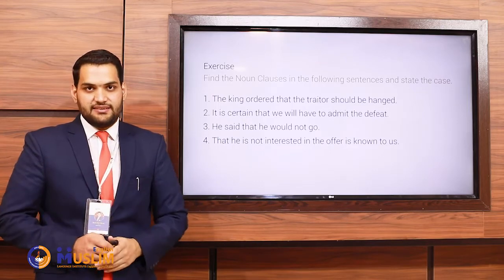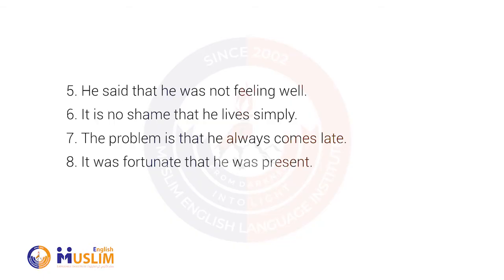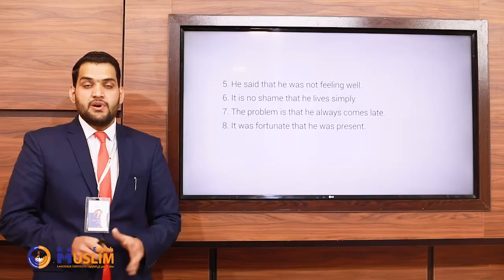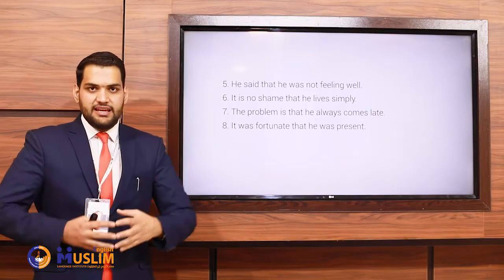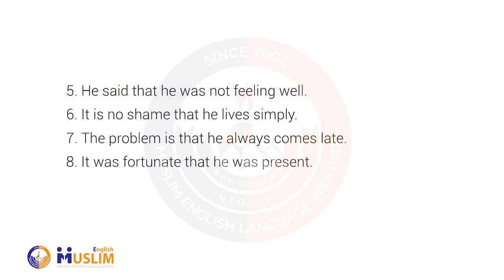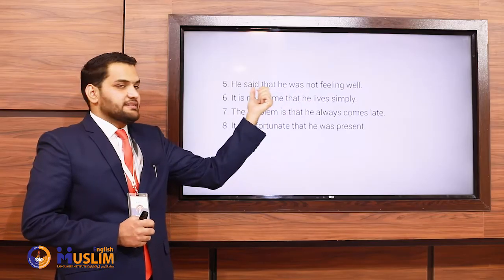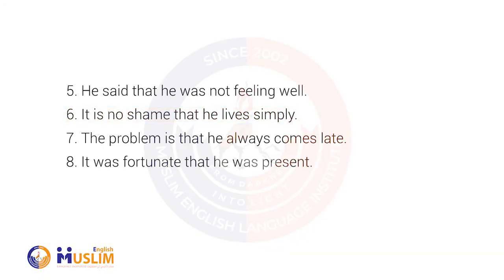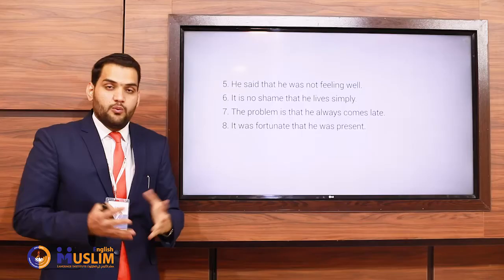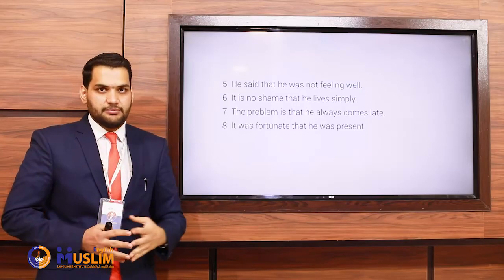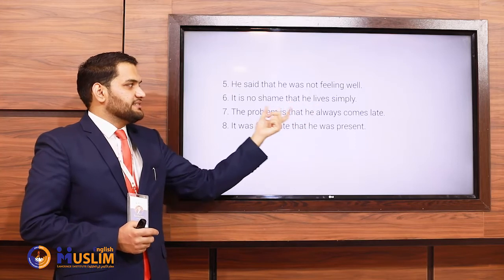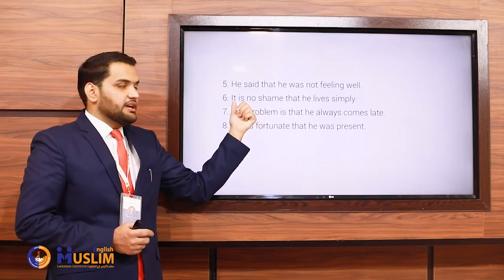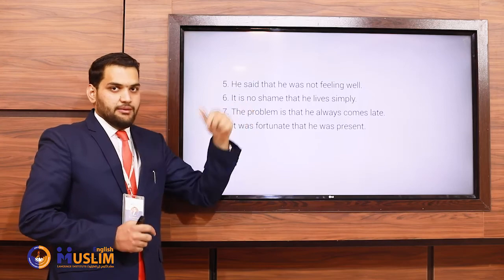Let's do 4 more sentences. So, now let me talk about the answers. Number 5, he said that he was not feeling well. That he was not feeling well is used as the object of the sentence. Number 6, it is no shame that he lives simply. What is no shame? That he lives simply. That he lives simply is used as the subject after the unreal or preparatory subject it.